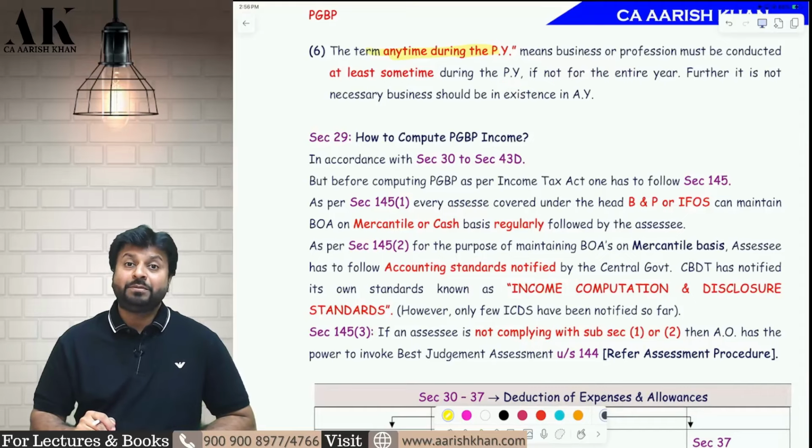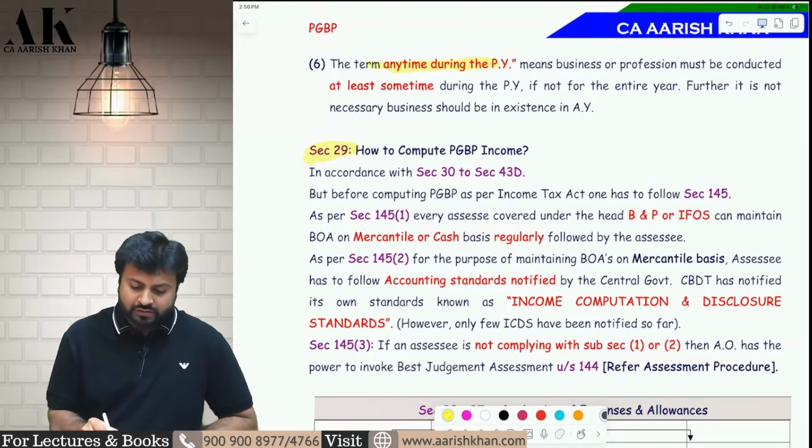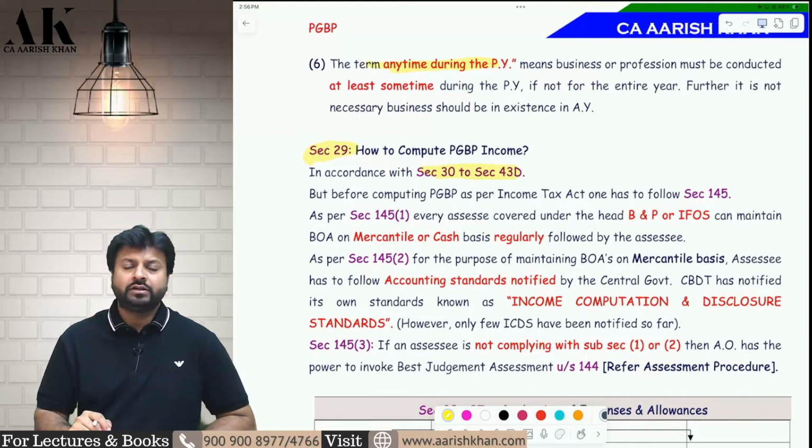Now let's come to the computation statement. How to compute PGBP income? This is given under section 29. How to compute PGBP, sir? You have to follow sections 30 to 43D. What is given in 30 to 43D? In 30 to 43D, there are three things given.